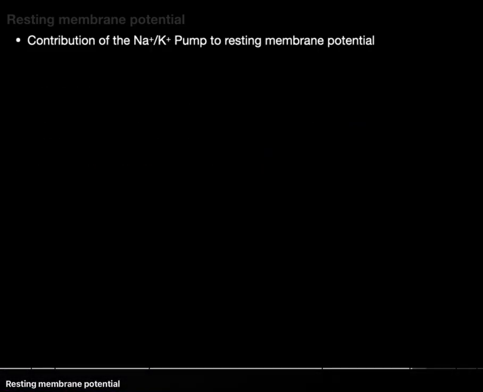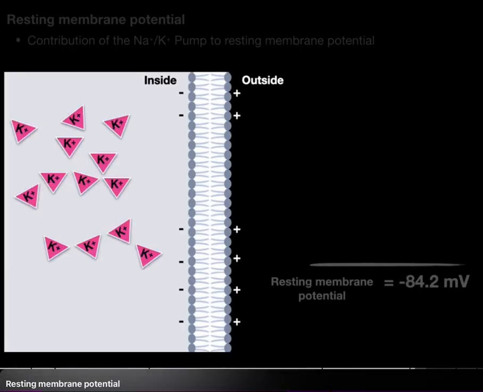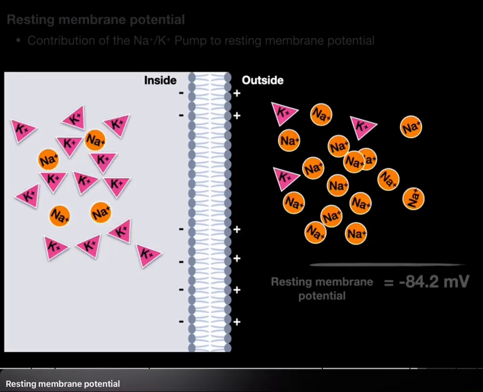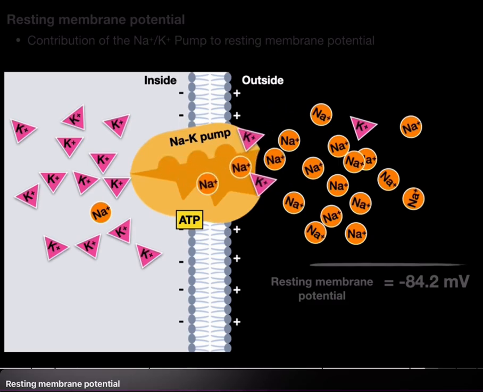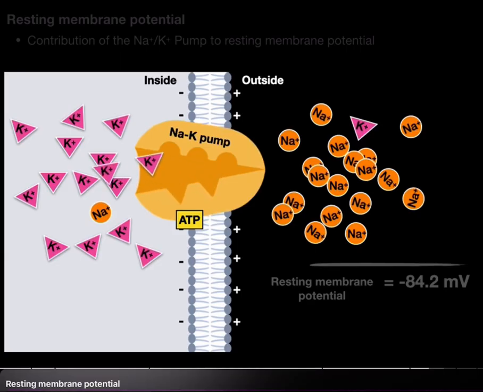Well, it's through the contribution of the sodium-potassium pump. So we have a lot of potassium inside relative to outside, a lot of sodium outside relative to inside, and we add this sodium-potassium pump, which is primary active transport because it uses ATP. It'll take 3 sodium ions from inside the cell. ATP will make a conformational change and pump these 3 sodium out against its gradient, taking 2 potassium and pumping them into the cell against its gradient.